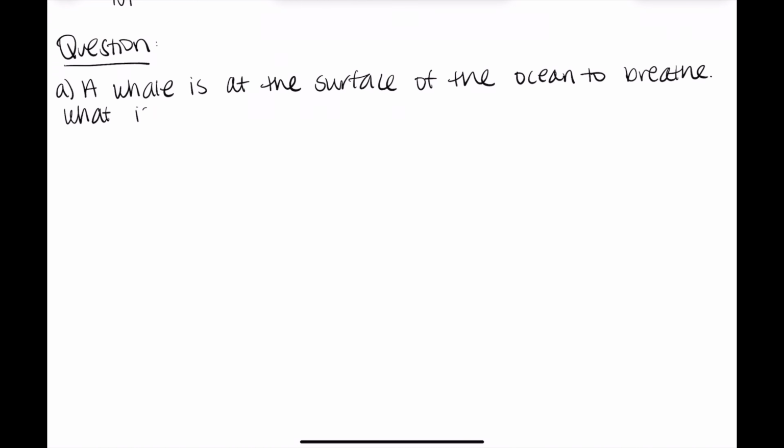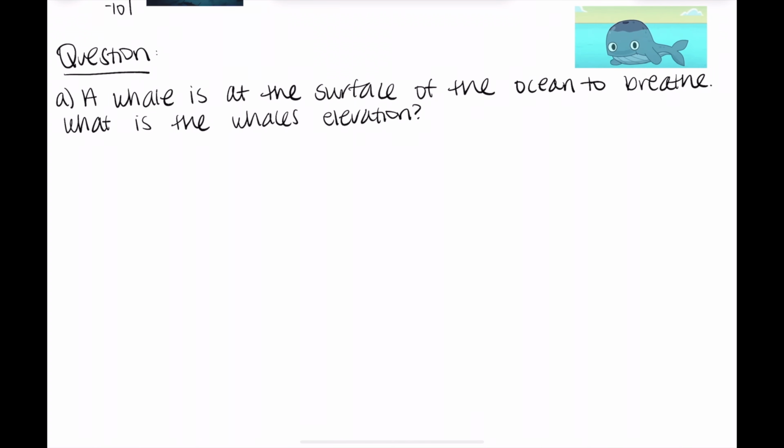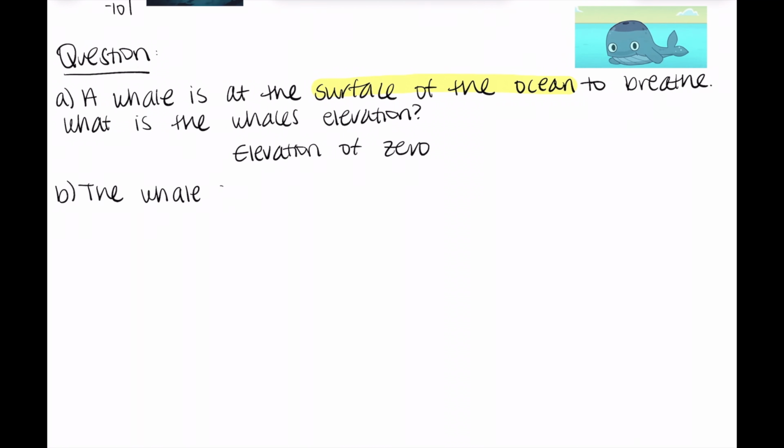So if a whale is at the surface of the ocean, well, that would mean that they are at sea level, right? And we know that sea level would be at the elevation of 0, right? So if you scroll back up or if you rewind, that's where that line was. Our sea level is just elevation of 0. So we can either write elevation of 0 or you can just write 0, but 0 would be our answer for part A.